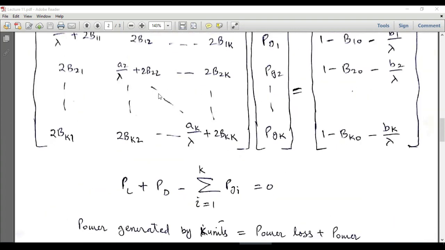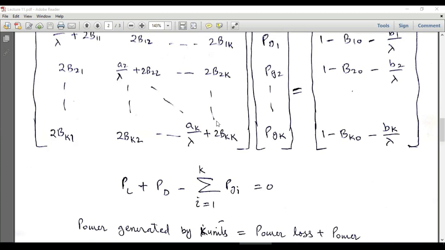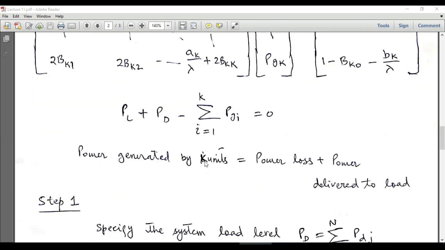Now we have to solve these sets of equations to calculate the power generations Pg1, Pg2 up to Pgk, and these equations will be solved in an iterative manner. At the end we must satisfy this constraint, called the power balance equation. From this equation, power loss plus power demand must be equal to the total power generation. So the power generated by k units is equal to power loss plus power delivered to the load.